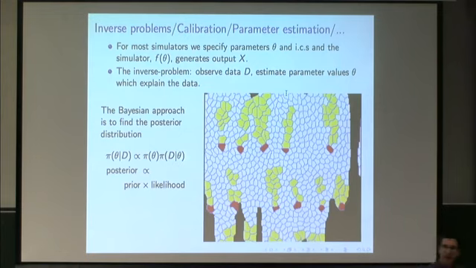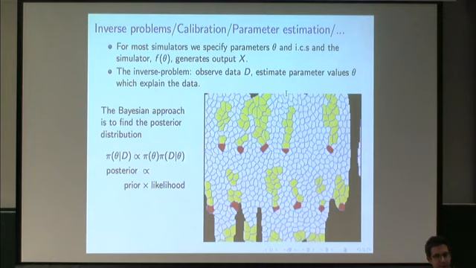So just to set the notation, what I'm interested in are inverse problems. So what do you call it? Calibration, parameter estimation, inference. I call it Bayesian inference. And the setting is that we've got some parameters that we want to learn about, theta. And I've got a complex model, a simulator, which I'm going to call f of theta. That's going to be a stochastic simulator, typically. And that's going to generate some output, which I'm going to call x.